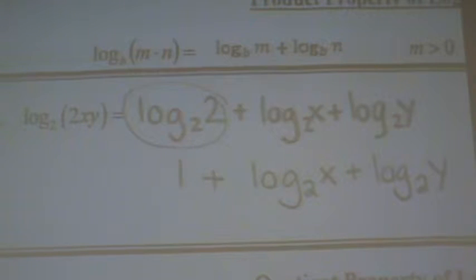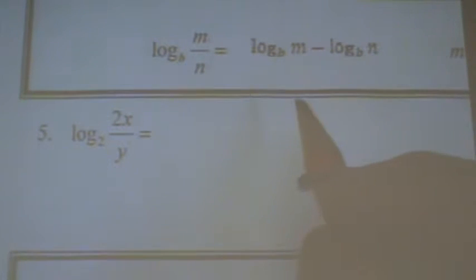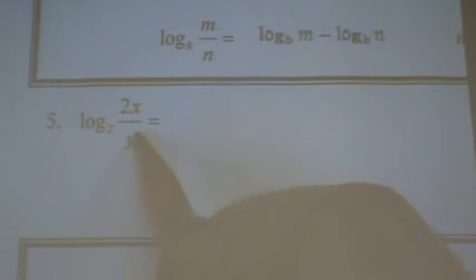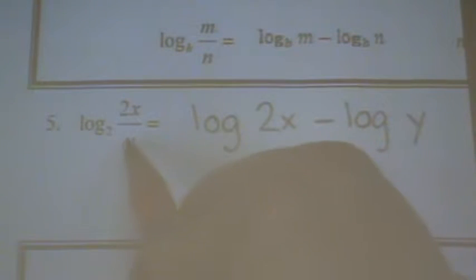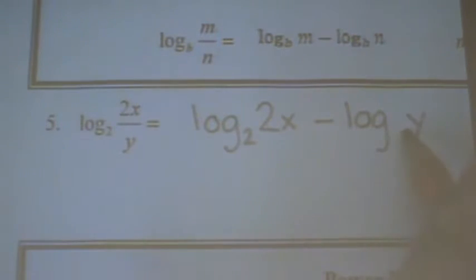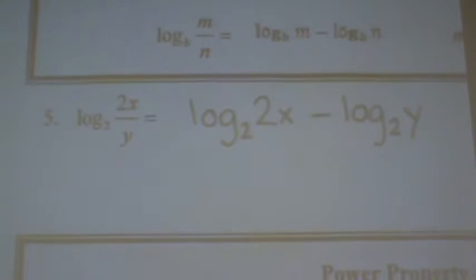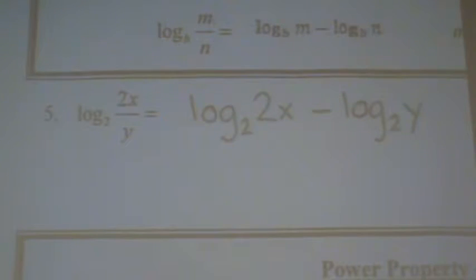Next rule is called the quotient rule. If you have a division problem, you subtract them. So here is a division problem. Here's a quotient. So what you would do is write the log of 2x minus the log of y, and they're both base 2. So put a 2 here and here.